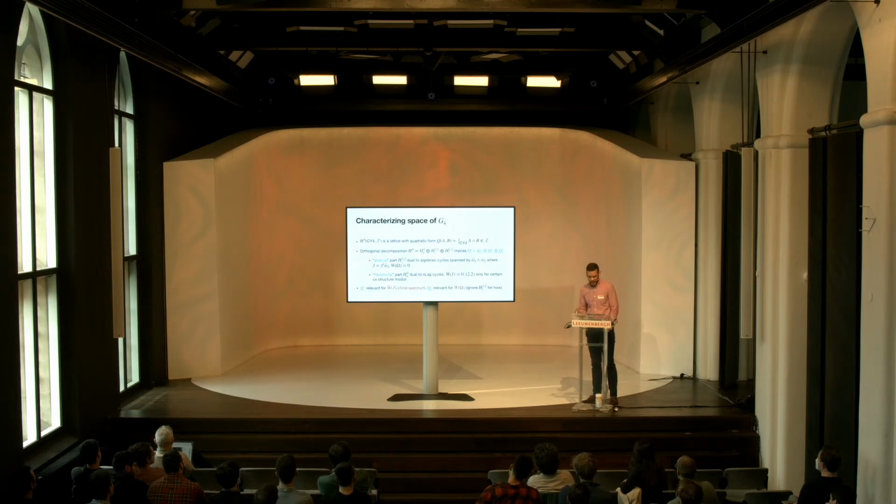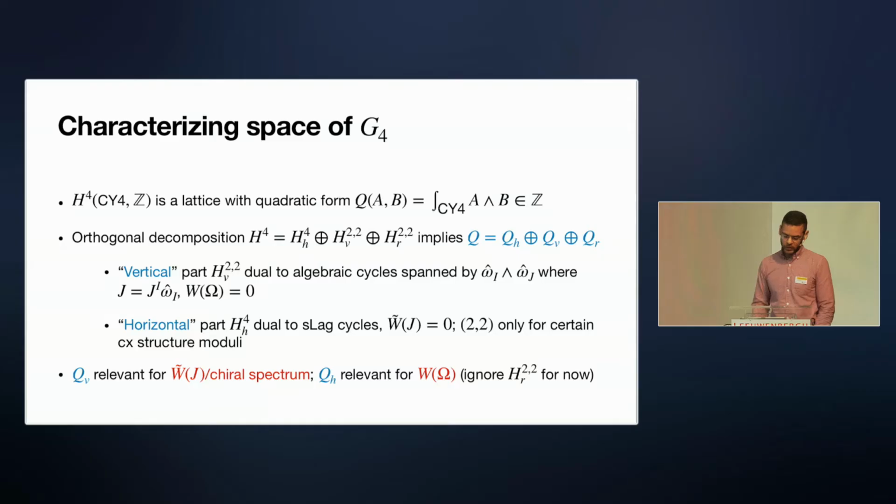Okay, so how do we characterize the space of fluxes that we can turn on? One way we can think about the space is as a lattice. So we'll think of H4 of the Calabi-Yau as a lattice with a quadratic form, which I denote by Q. And Q can just be thought of as the integral of the wedge product of 2 elements A and B, both belonging to H4. So when I say a lattice, I really do mean that it's an integer vector space, but it also is equipped with a particular quadratic form with integer values.